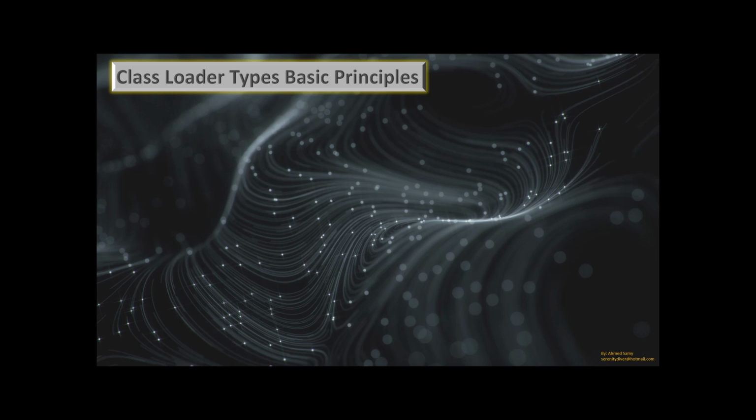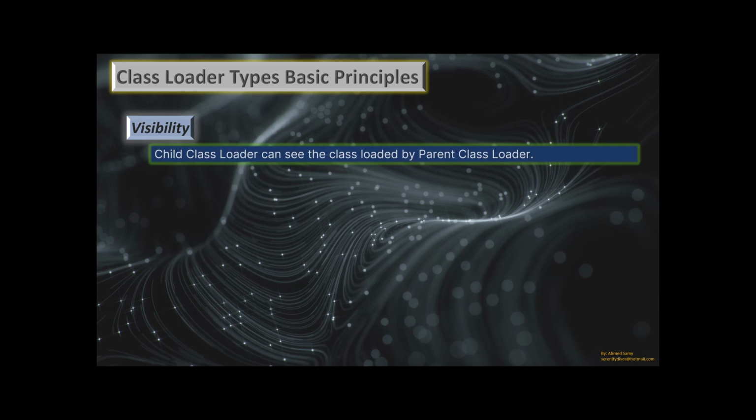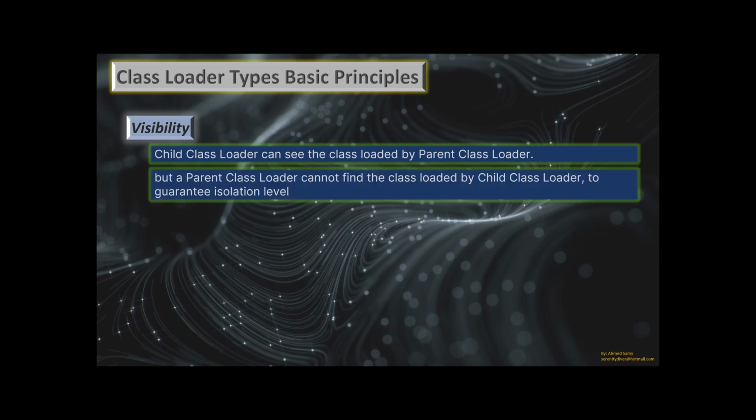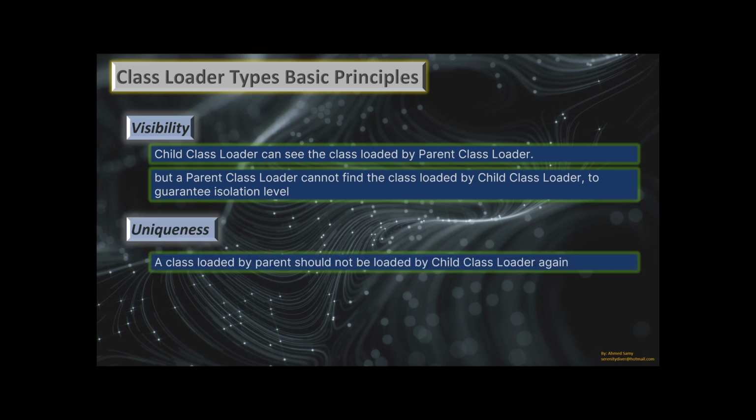For class loader types, there are a few principles which class loaders use to work. First one is visibility. A child class loader can see the classes loaded by the parent class loader, but not vice versa. Why not vice versa? Because parent class loaders cannot find classes loaded by a child class loader, to guarantee some isolation level and also to avoid duplicate loading of the same class. Uniqueness is similar to visibility because a class loaded by the parent shouldn't be loaded by the child class loader again, to avoid duplicate loading of the same class.